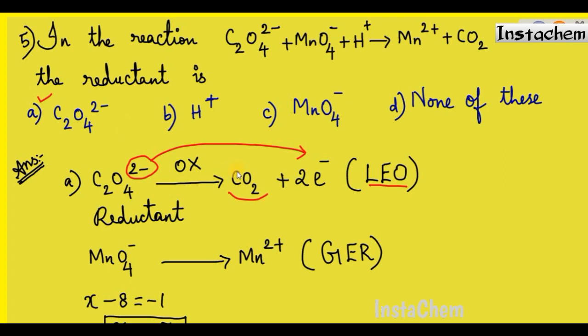But let's check the others also. Here H+ is ready to gain electrons, not ready to lose electrons. And MnO4- also is ready to accept 5 electrons, because we know very well here the oxidation number is +7. This side it becomes 2+, so it is gain of 5 electrons. So this is not a reductant. In the first case we got the answer C2O4 2-.